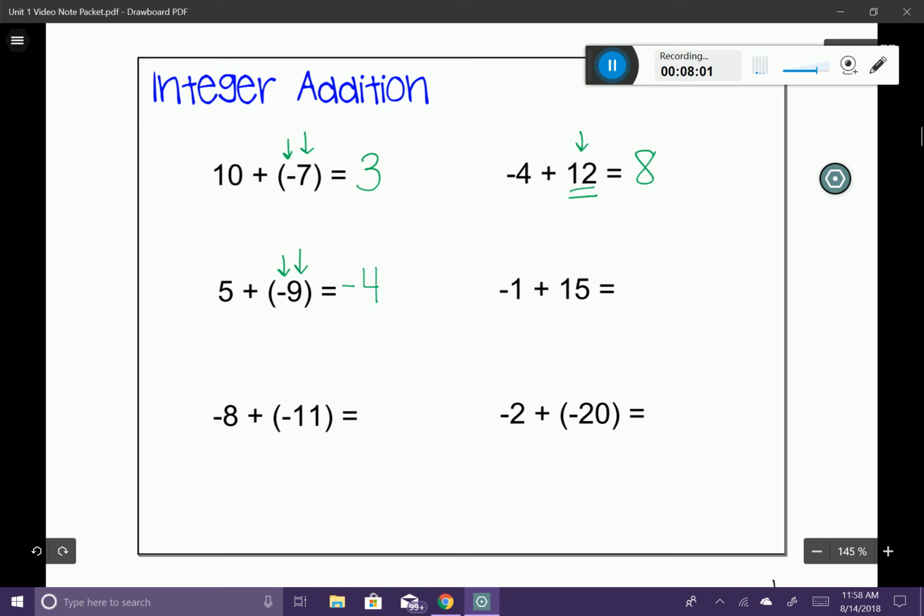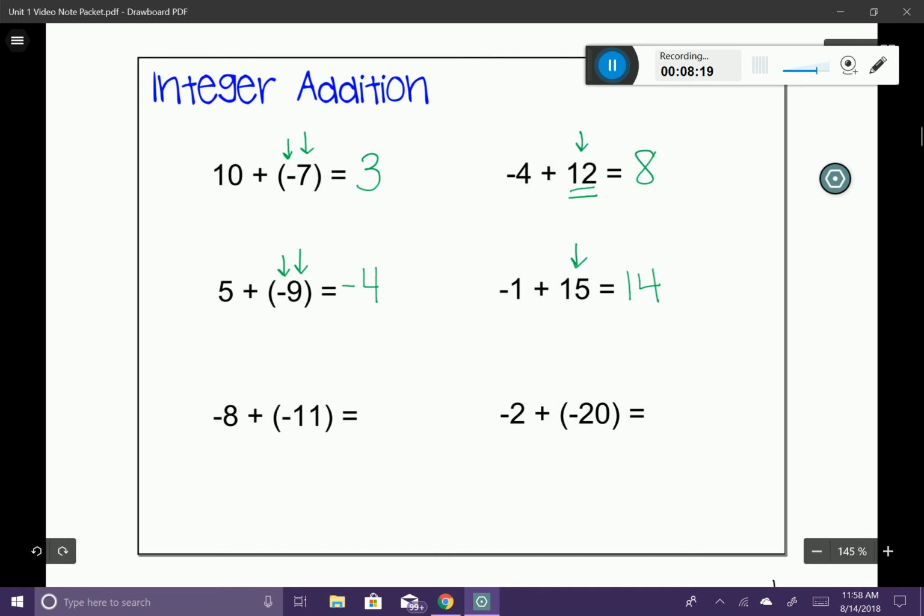-1 plus 15. So I'm starting at -1, and I'm going to move in the positive direction 15 spaces. So let's say -1, I bring it up to 0. How many spaces was that? That was just 1 space. I only have 14 more to go.